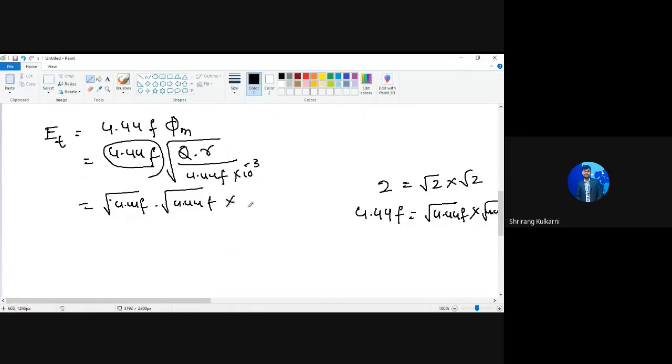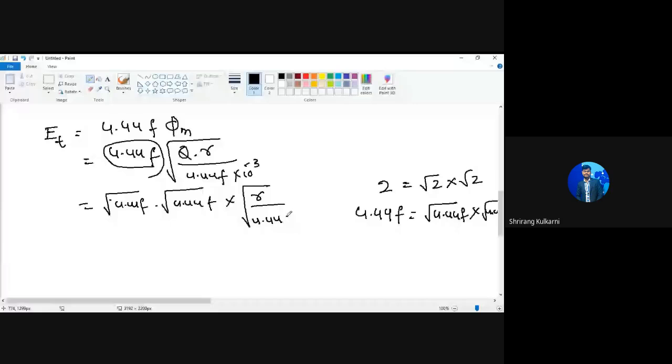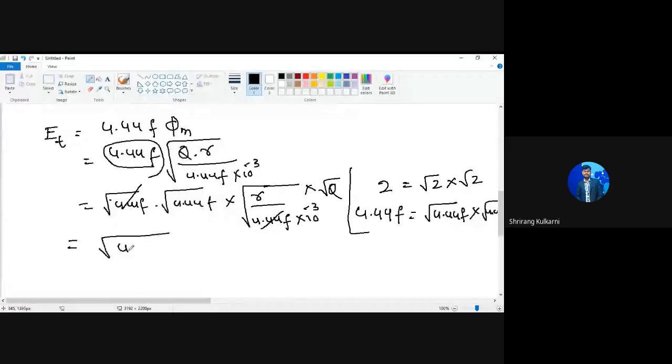So this will be equal to, I am splitting like this, under root 4.44 f and 10 to the power of minus 3 into under root f. I am separating that. So what happens now? These are all under root. One part you cancel. How much will you get? So under root 4.44 frequency QR 10 to the power of 3. If it comes to the numerator, the minus will be positive. So it is coming to positive.